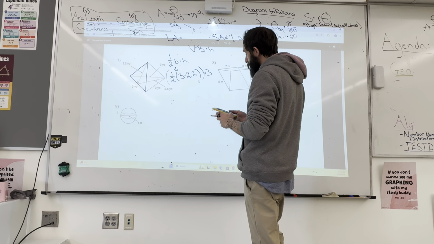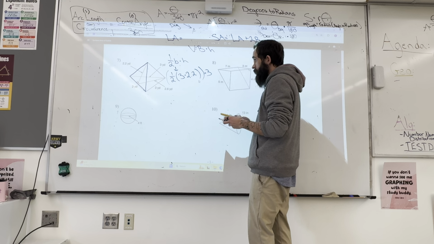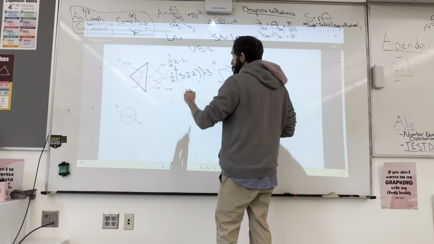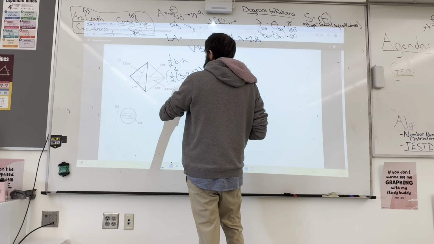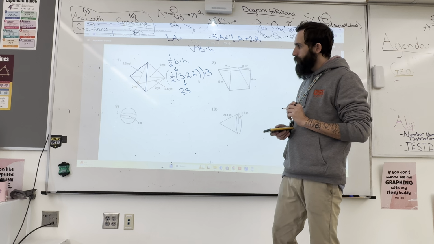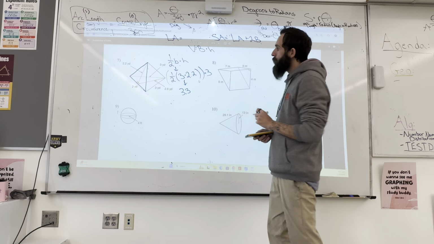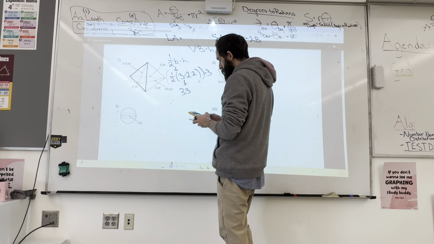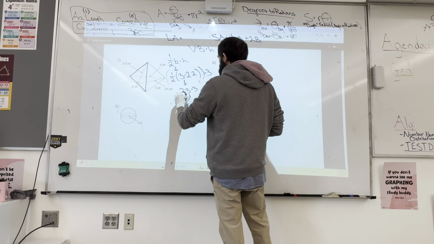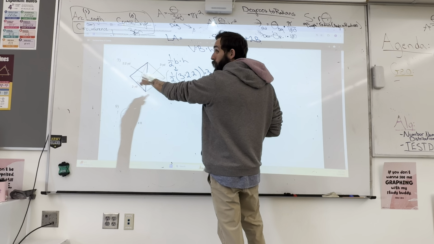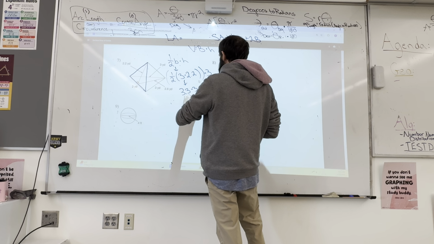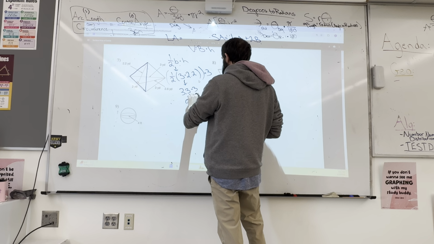Yes, 6.6 divided by 2 is 3.3. So we have 3.3 as the area of each triangle, 3.3 yards squared, but I have 3 of them, so I must multiply that by 3 to get 9.9. Times 3 gives me a total lateral surface area of 9.9 yards squared.